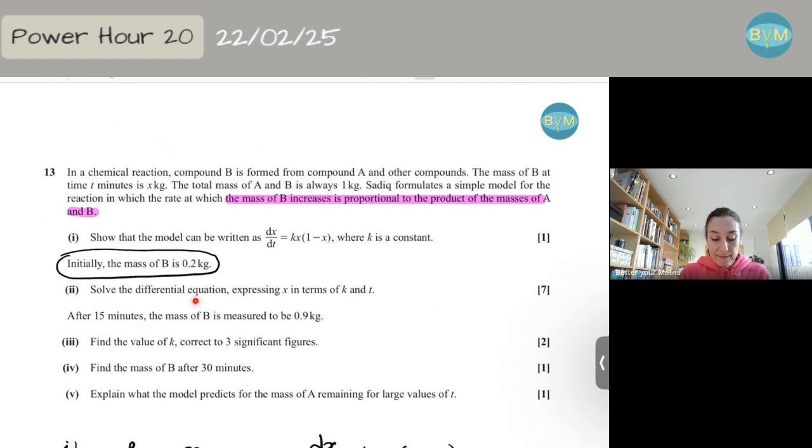Yeah, so in this one, I have to express x in terms of k and t. Now we have to find k. They give me more information to find k. What am I going to do? Substitute this information: when t is 15 minutes, x is 0.9. We have to find k to 3 significant figures. So please, can you find it?